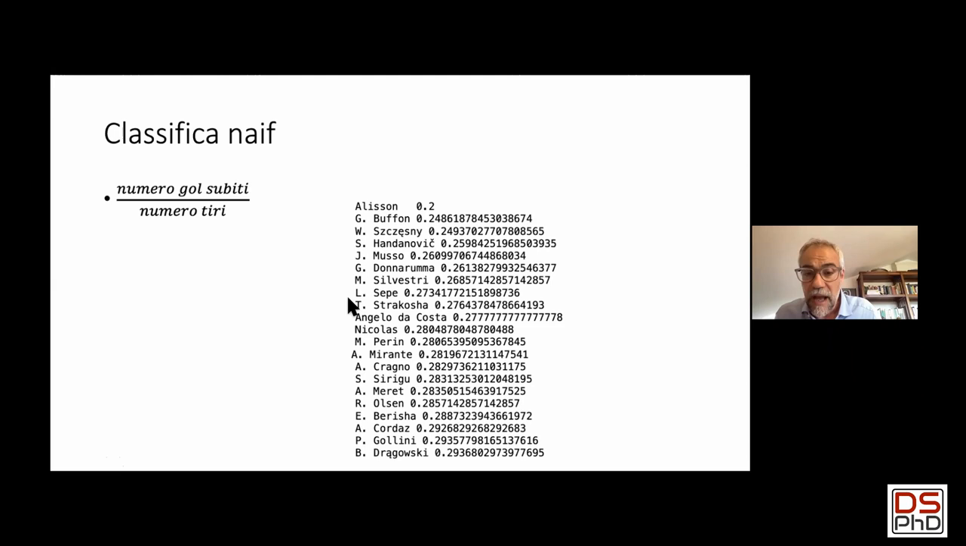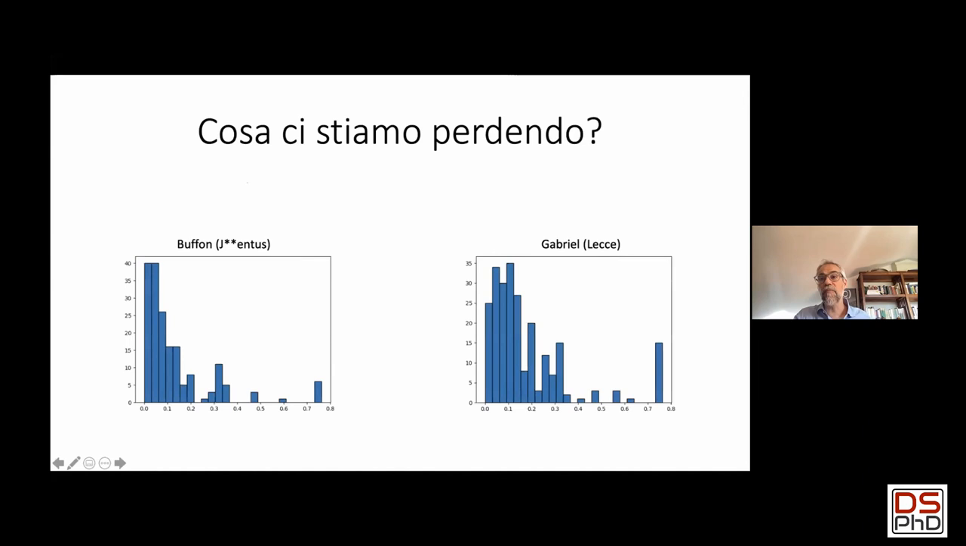And I ask myself, how can I fix it? I can fix it by causal calculation. First of all, let's understand what I miss in this kind of calculation. Let's compare the danger faced by these two goalkeepers. Here is Buffon playing in the other team of Torino. I'm sorry, but I refuse precisely to say the name of the team. And from the other part, you have Gabriel, goalkeeper of Lecce.